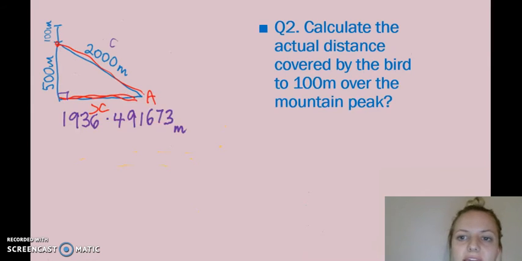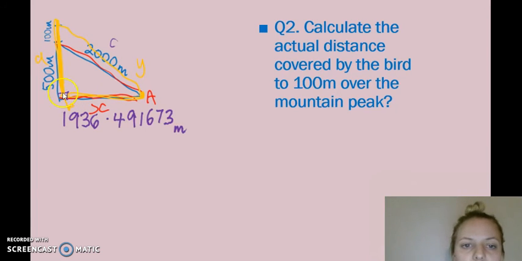Question 2. Calculate the actual distance covered by the bird to 100 metres over the mountain peak. So if the bird leaves this location and flies over the mountain 100 metres, that should be a straight line, we now want to know what this value would be here. So I'm going to call this yellow unknown y. Now, we are given this side here, which we can call a, and we've just worked out this side here, which we can call b.